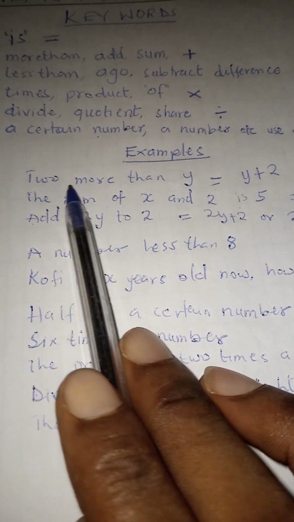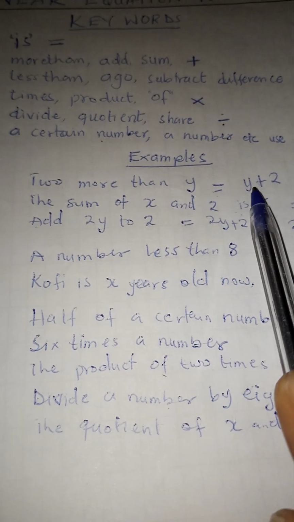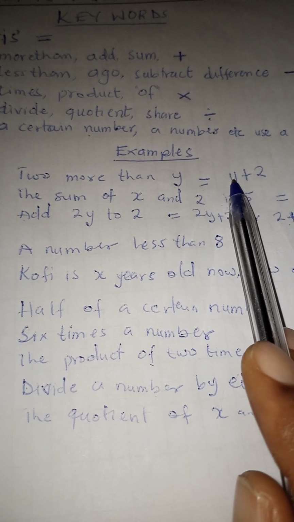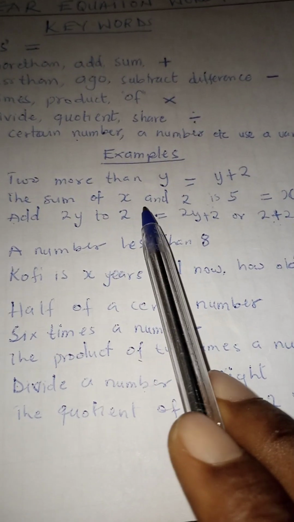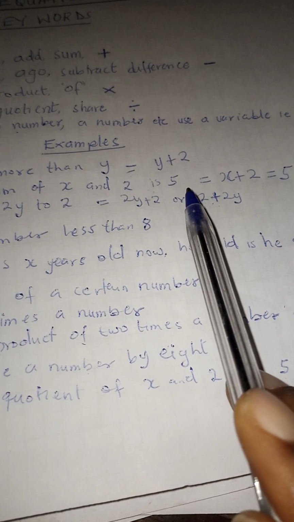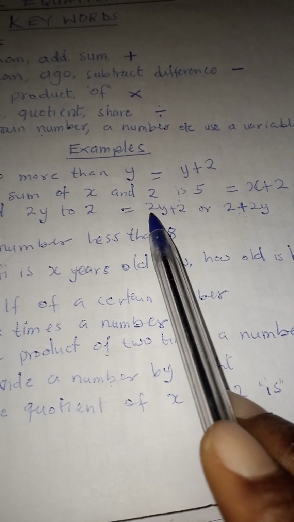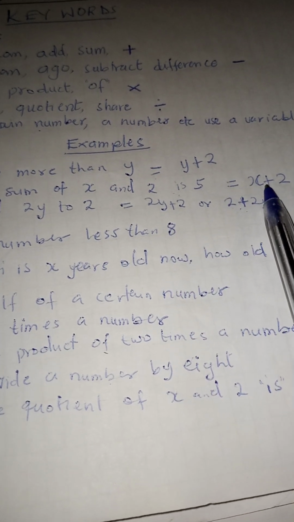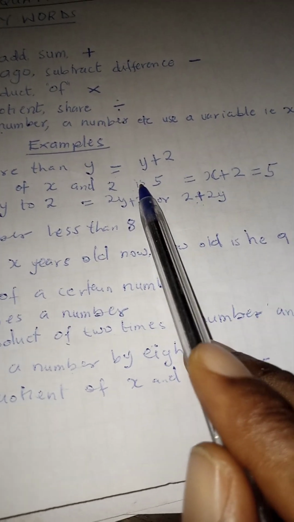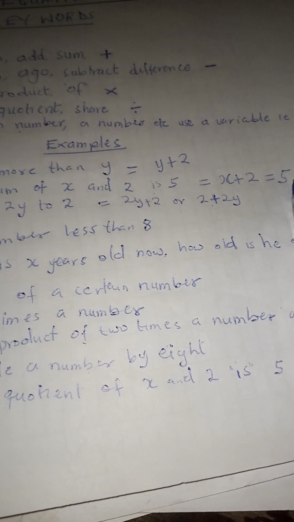Any variable before the more than, or any number before the more than, must carry the addition sign. So you can say 2 more than y is y plus 2. The sum of x and 2 is 5. We did the sum. We say when you hear the word sum, it is addition. So the sum of x and 2 is x plus 2, right? And "is", we use what? Equal to. So x plus 2 is equal to 5, right?